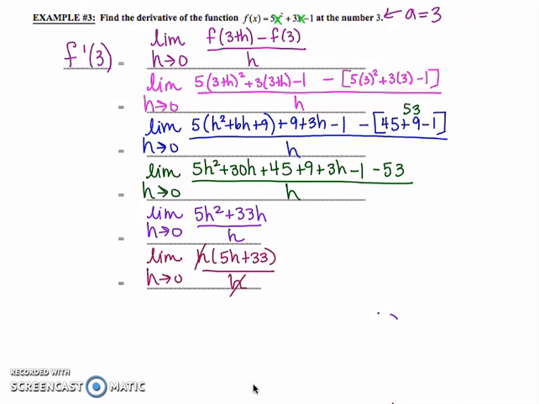So now when I substitute in h and I actually evaluate the limit, 5 times 0 is 0. 0 plus 33 is 33. So f prime of 3 is equal to 33. That one was a long one.